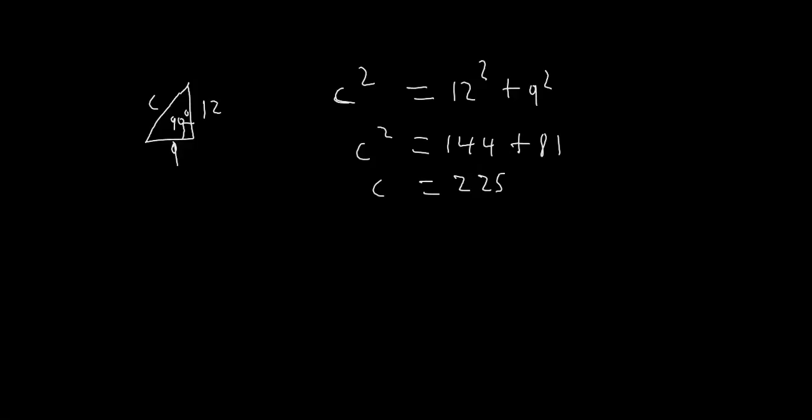And then, put c squared there. And then, what is the square root of 225? Well, if you do the math, it's just 15. Okay? So, yeah, the hypotenuse length is just 15.